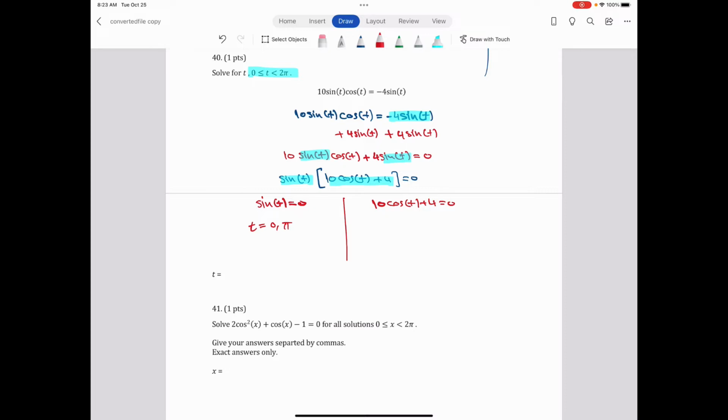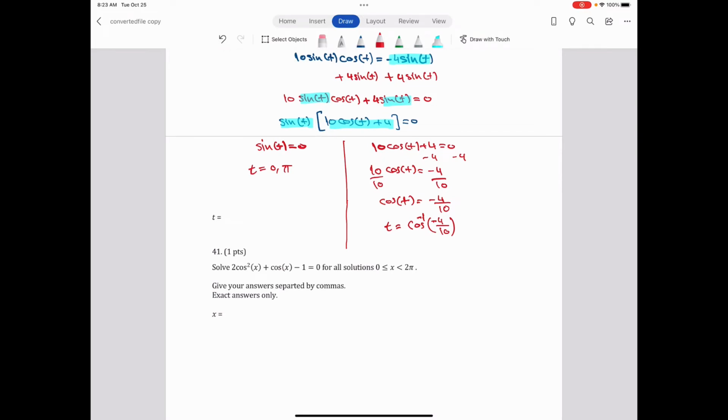Now, I'm going to solve this equation by subtracting 4 from both sides. I have 10 cosine t equals -4, and then I divide both sides by 10. I get cosine t equals -4 over 10. Now I'm going to plug this into my calculator, so t will be equal to the inverse cosine of -4 over 10. I'm going to find one t first, and then I will find the next one.